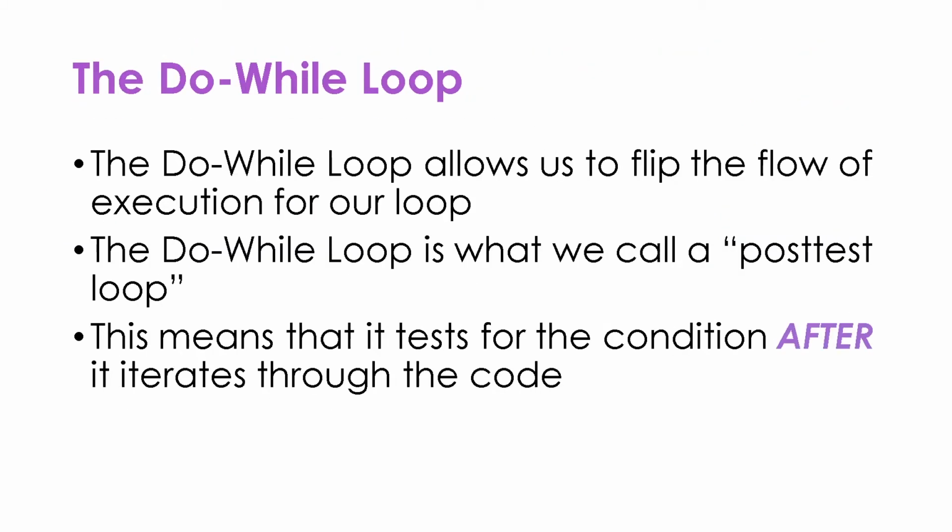But our do-while loop is just a little different. The do-while loop allows us to flip the flow of execution for our loop just a little bit. The do-while loop is what we call a post-test loop. This means that we're checking the condition after we iterate through the code the first time. Whereas with our for loop and our while loop, we check that condition first, with our do-while loop, we run the code first, and then we check the condition before we run it again. So let's look at an example of a do-while loop.